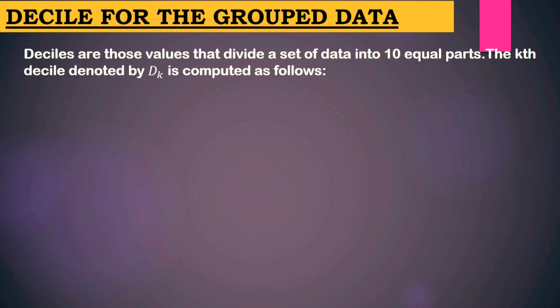First part of this video, you learn how to make a frequency distribution table and how to solve quartiles for the grouped data. Now, we will discuss deciles for the grouped data, how to solve deciles for the grouped data. Deciles are those values that divide a set of data into 10 equal parts. The Kth decile, denoted by d sub k, is computed as follows.